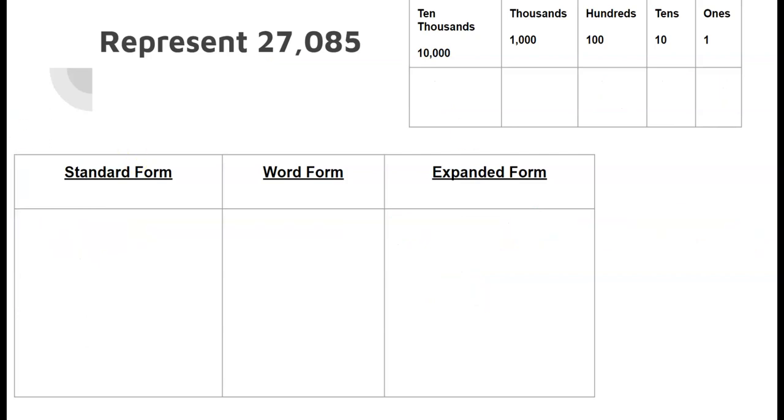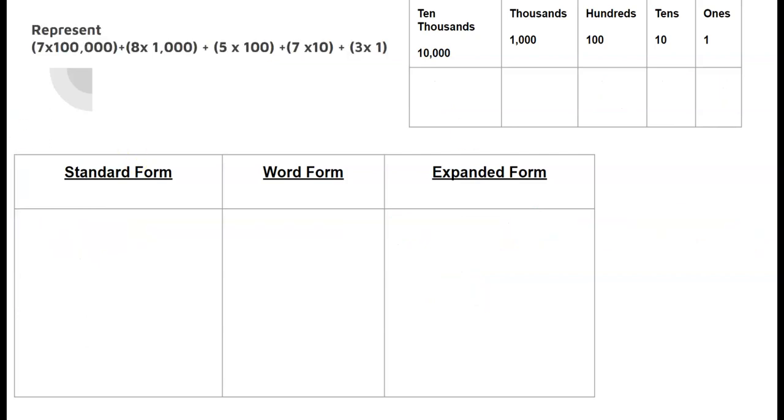All right, let's go ahead and do one more example together. Except this time, we're going to look at our expanded form way. So we have 7 copies of 100,000, 8 copies of 1,000, 5 copies of 100, 7 copies of 10, and 3 copies of 1. So let's put this first in our place value chart. So how many copies of 100,000 do I have?